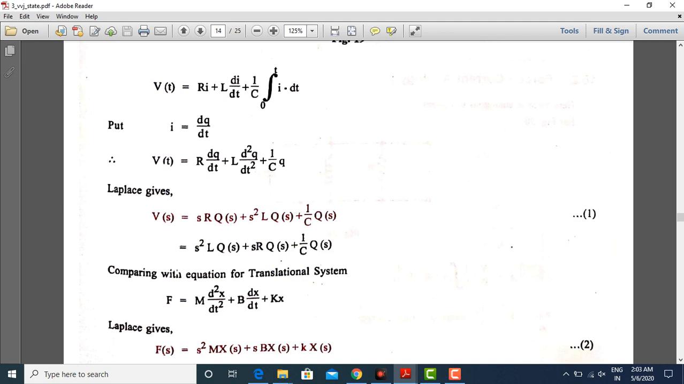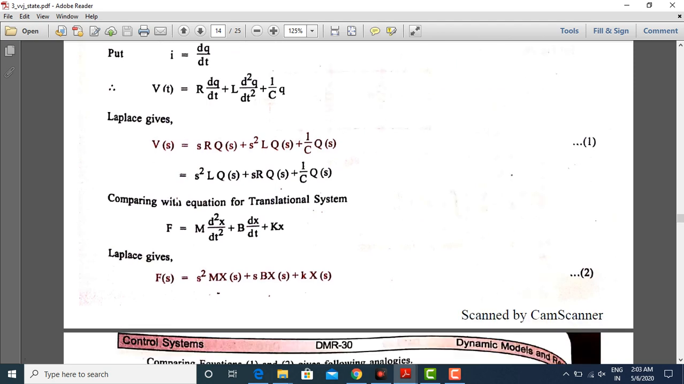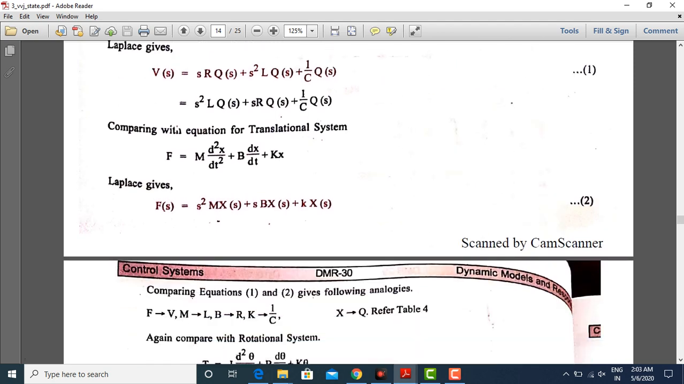Now we have already discussed the translational system, the addition of all these. Force equals m d squared x by dt squared plus b into dx by dt plus kx. Just take the Laplace transform of these. This will give this. So here we can see force is analogous to voltage, m is analogous to L, second order system, hence L is analogous to m, B is analogous to R, K is analogous to 1 by C.